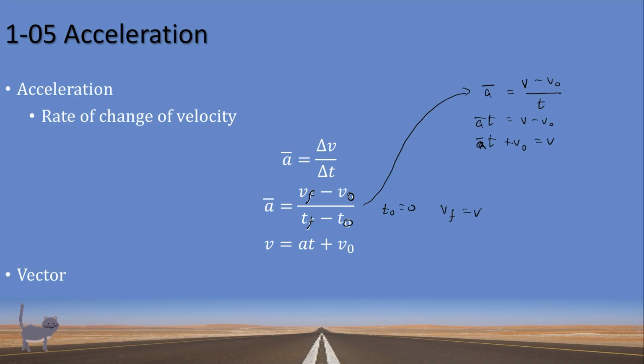Acceleration is a vector. It's positive or negative, and the unit is meters per second squared. Because the unit on the top is meters per second, the unit on the bottom is seconds. Divide fractions by multiplying by the reciprocal, and you get meters per second squared.